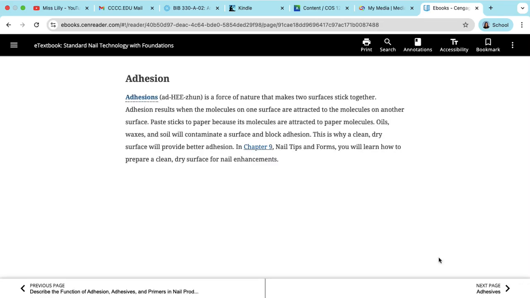Let's talk about adhesion. It's a force of nature that makes two surfaces stick together. So this is a synonym of glue, something that glues. Adhesion results when the molecules of one surface are attracted to the molecules of another surface.